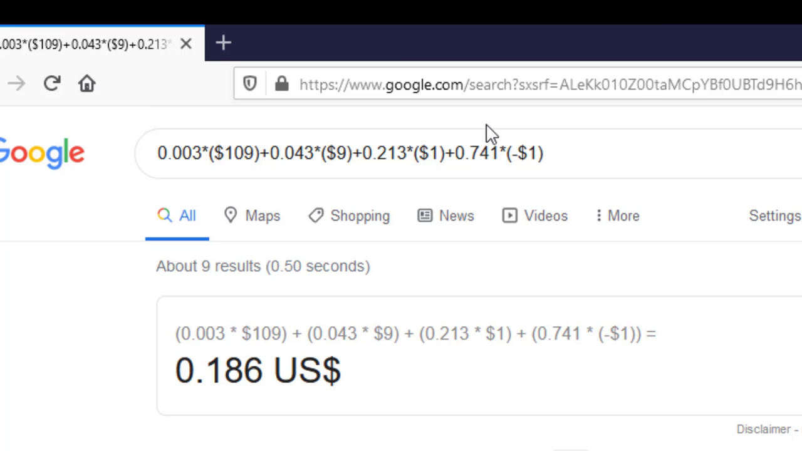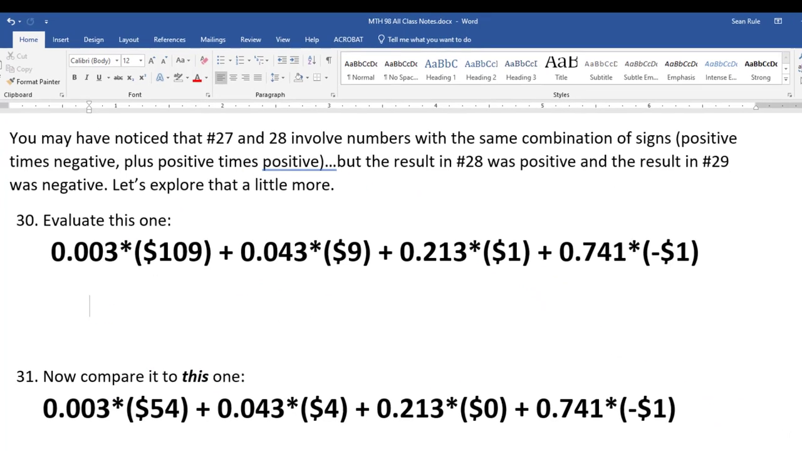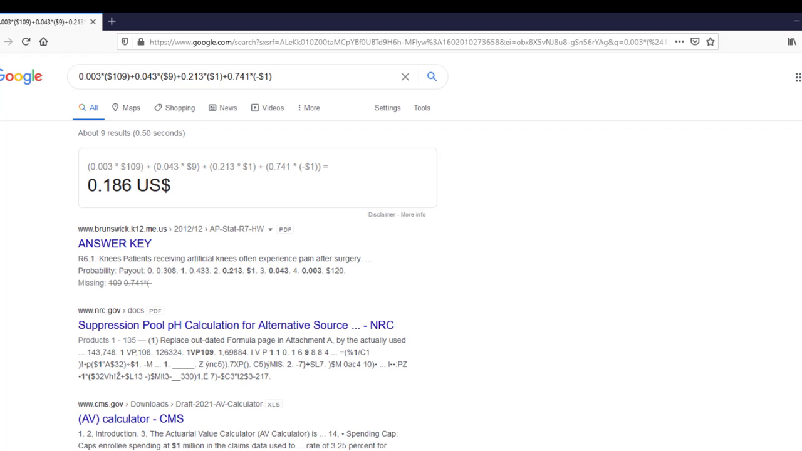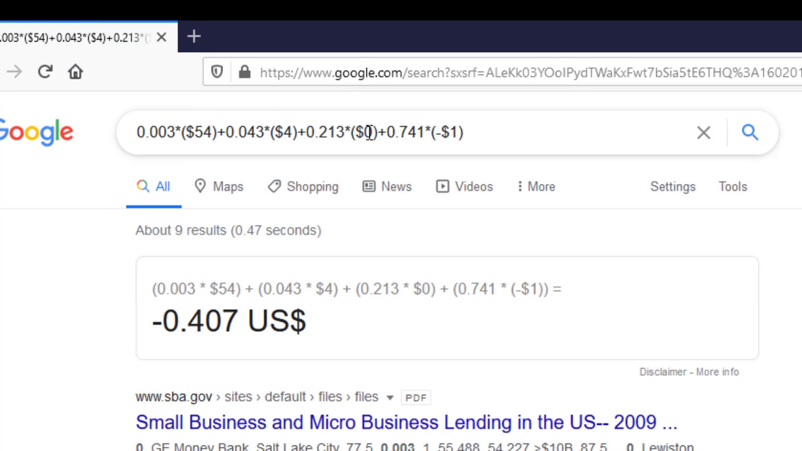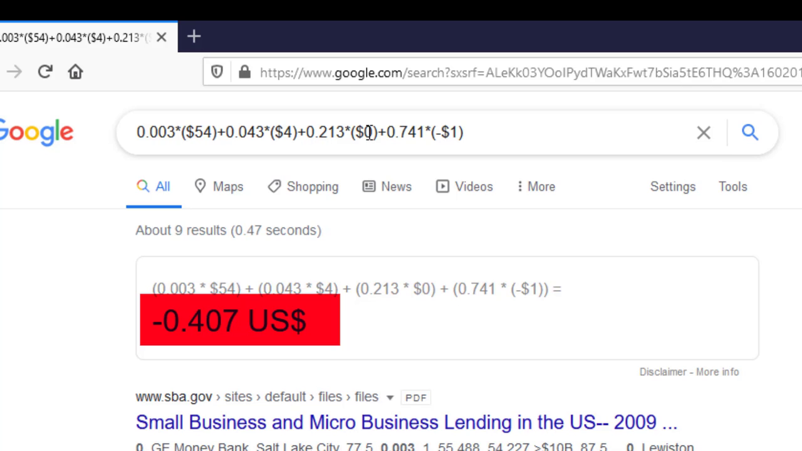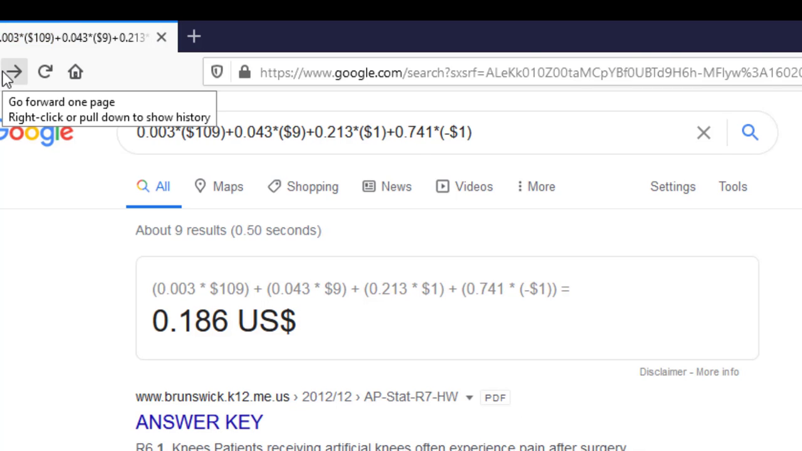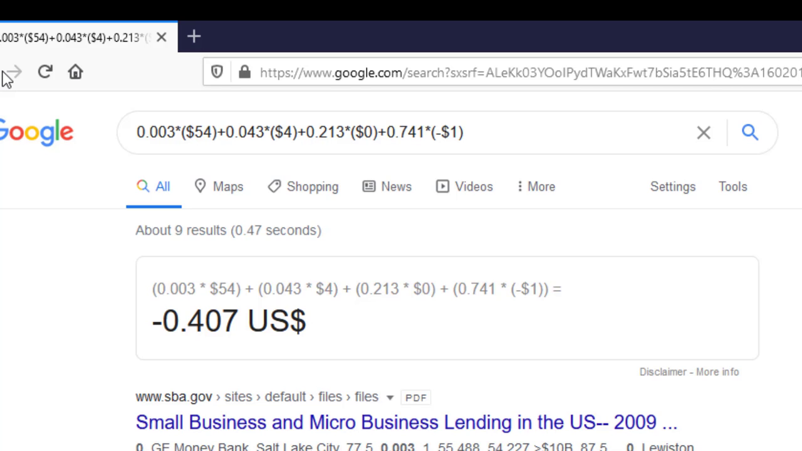So that's positive. What I wanted you to compare and contrast that with was the same probabilities, but your first 3 payouts are different. That one's not 109, it's 54. That one's not 9, it's 4. And that one's not 1, it's 0. So let's change those in our Google window. And we end up with negative 40.7 cents, about negative 41 cents. Now what's incredible is, the previous one was a positive 18.6 cents, and this is a negative 40.7 cents.